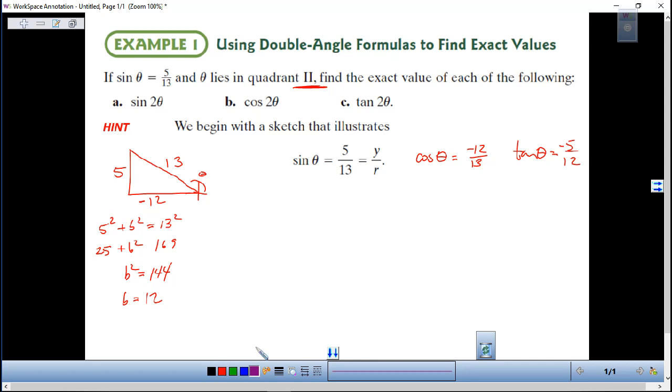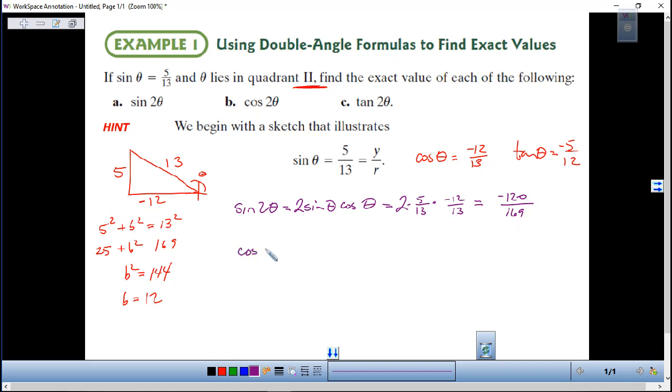Alright, so for sine 2 theta, we have the equation 2 sine theta cosine theta. When we plug our values in, we're going to have 2 times sine theta, which is 5 over 13, times the cosine of theta, which is negative 12 over 13. So now we're going to multiply through. 2 times 5 gives me 10. 10 times negative 12 gives me negative 120. 13 times 13 gives me 169. Now you can reduce that if you want, but I don't think that's going to reduce.